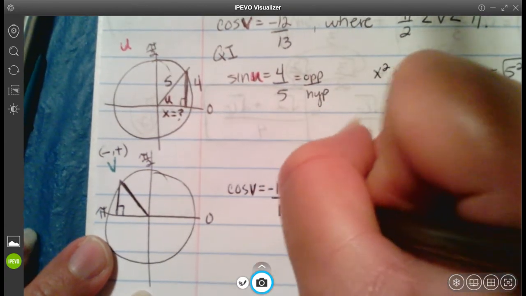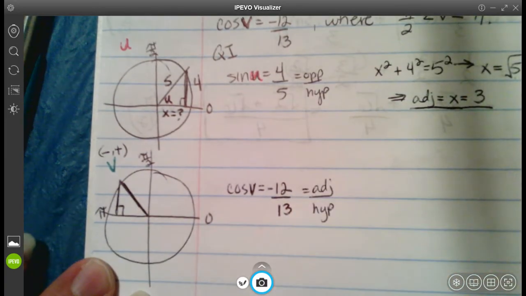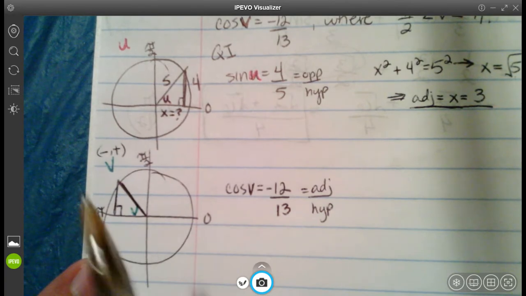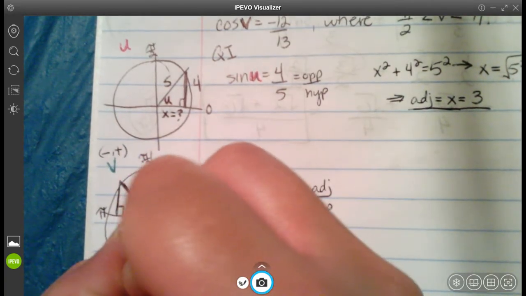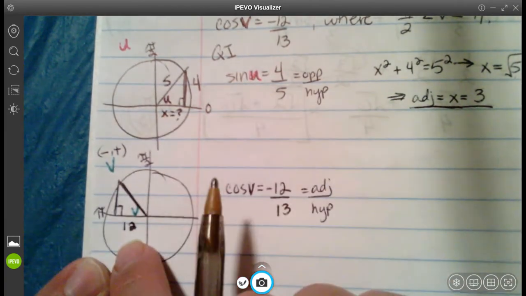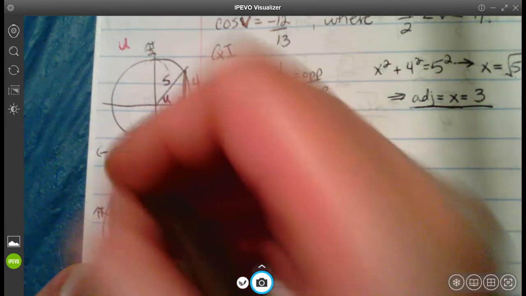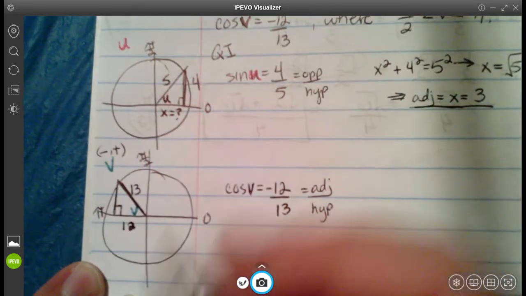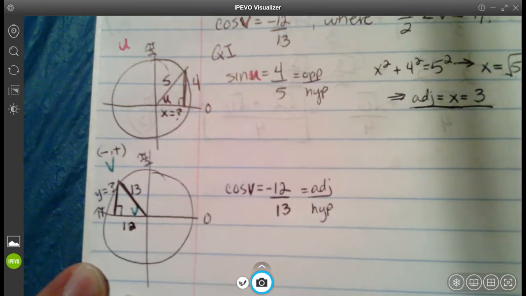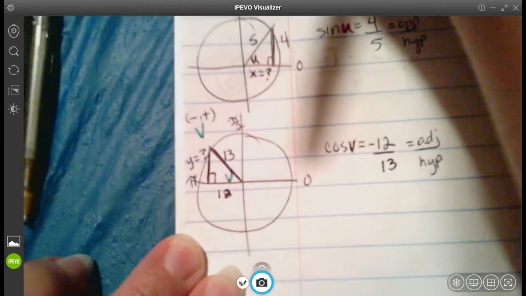adjacent over hypotenuse. So just like the one before, let's go ahead and put the v in there, right? We didn't put the v. So here is our v. And we have that the adjacent side is 12. Well, it's negative 12 because x is negative over here. But for the sake of our Pythagorean theorem, we're going to leave it positive for now. And the hypotenuse is 13. Okay, so we need this value, which is our y. So we don't know what y is at this point. Hopefully you can see it. Now it's kind of small.